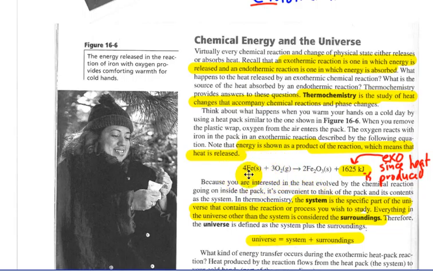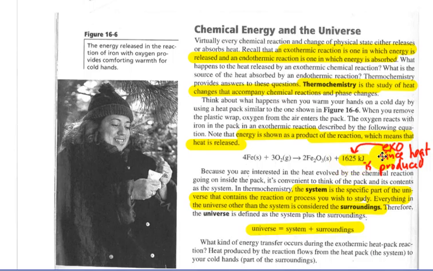So for example here, this is the rusting of iron combining with oxygen to make iron 3 oxide, plus 1625 kilojoules. Now what this means is that as iron combines with oxygen, it makes iron oxide and heat. Now this heat energy is being produced, so it is actually being released. So if we see a heat term on the product side of a chemical reaction, it's exothermic, meaning that it's produced. It's on the product side, it's produced. So it's exothermic.